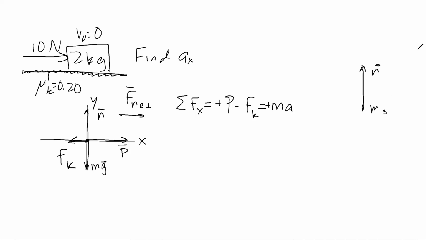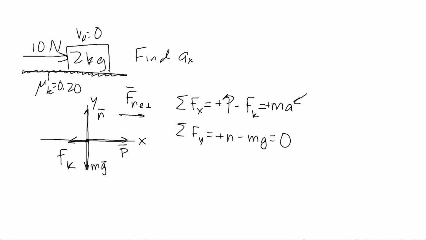That's another point. What about in the y direction? We've got plus N minus mg equals 0. This looks good. So now we just look at the numbers that we've got and try and piece together what we're trying to find. We're trying to find A.